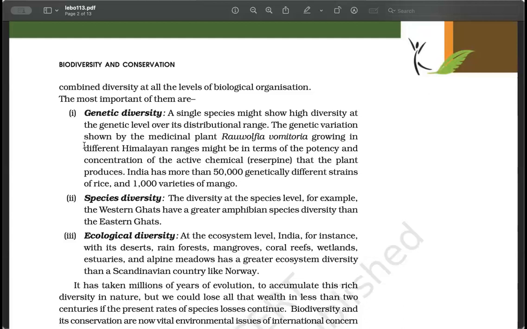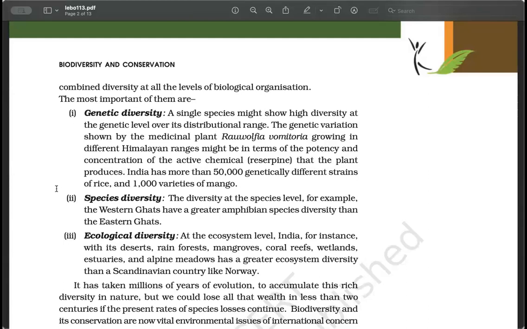When we move from individuals to species, we talk about species of similar kinds of organisms, like species of amphibians or species of reptiles. There we see that there is species diversity again in different regions. For example, in the Eastern Ghats and Western Ghats, you will see that the Western Ghats has a far greater number of amphibian species than the Eastern Ghats. You will find similar trends for other species like birds and reptiles in different habitats.